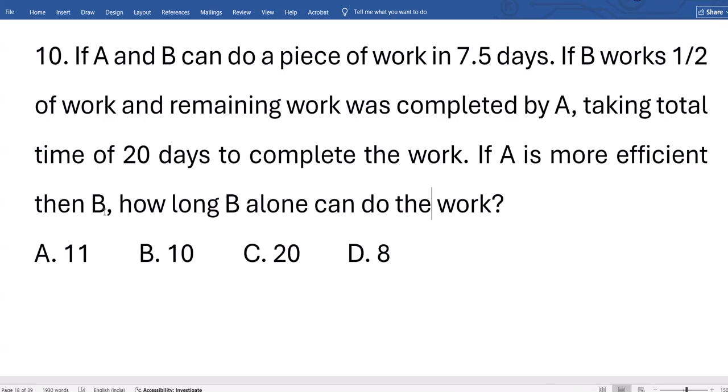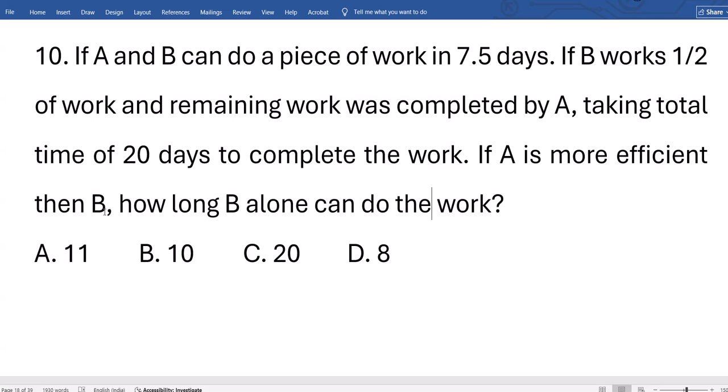See, that clarity is required because initially A and B can complete the work in 7.5 days. Among that, whether A is the efficient candidate or B is the efficient candidate, they have given here. B completed half of the work and the remaining work was completed by A, and the total time taken to do that is 20 days. Half work separately. A did half of the work, B did half of the work separately. They took 20 days.